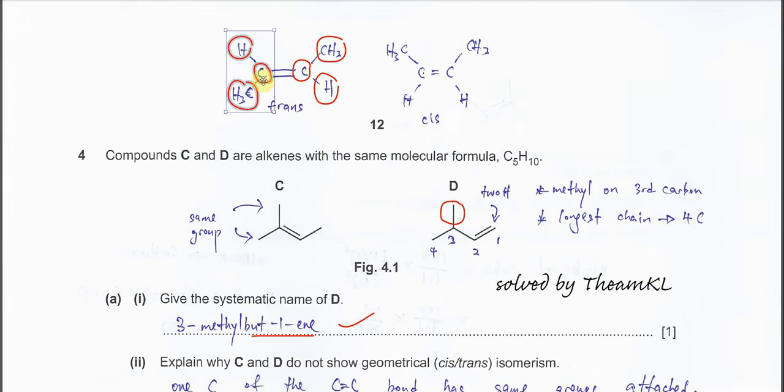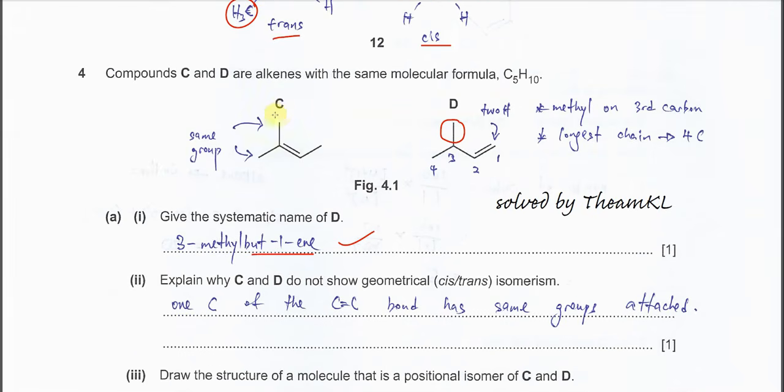So let's say now the larger group in this example is CH3 and CH3. If they are at different sides, we call this trans. If the CH3 and CH3 are on the same side like this, we call it the cis isomer. So it always needs the C=C double bond, and each carbon must have different groups, then it can form cis-trans isomers.